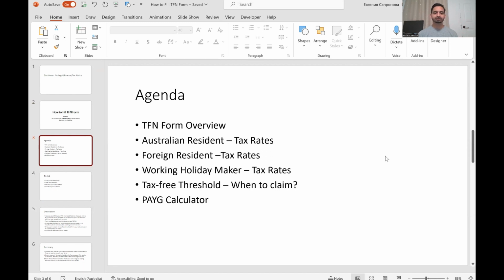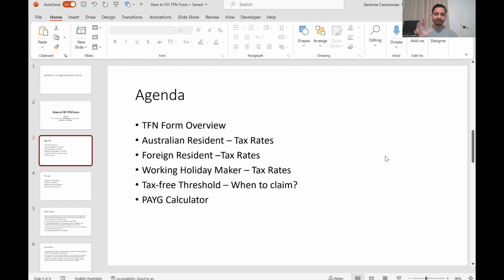Then we're going to talk about Australian residents. So we will focus on one section of the form where it gives you three options. It gives you either you are an Australian resident, or a foreign resident, or you are a working holiday maker. Okay, and the tax rates differ for all three of these. So we're going to be looking at different tax rates for all three of these.